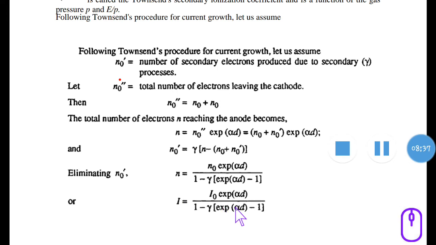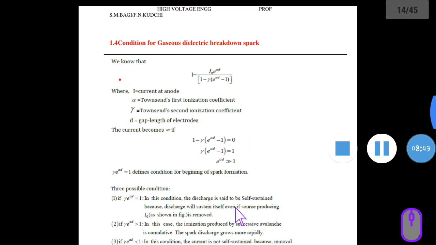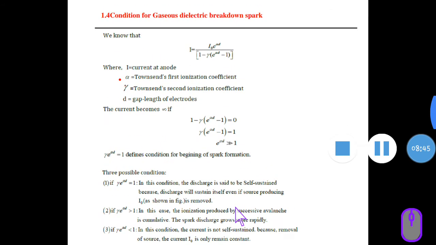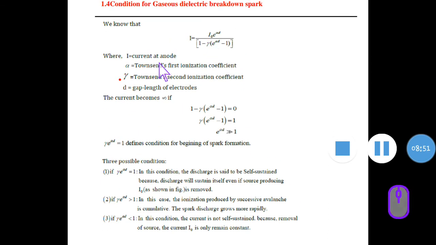Two derivations are very important, and almost every question paper asks about them: the primary coefficient and the secondary coefficient. Once we get this, sometimes they ask what are the conditions for spark. In this equation, alpha is the Townsend first ionization coefficient, gamma is the second ionization coefficient, and d is the distance traveled by the electrons. From this equation, I am equating the denominator to 0, that is, gamma times e raised to alpha d equals 1, or greater than 1.